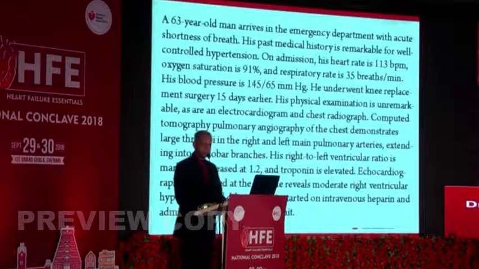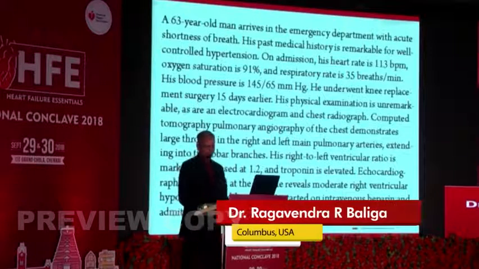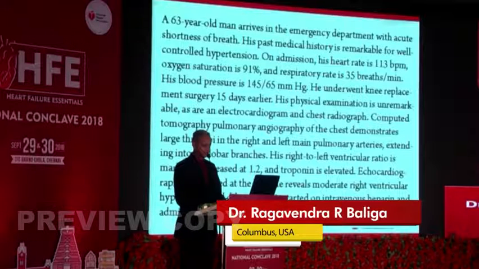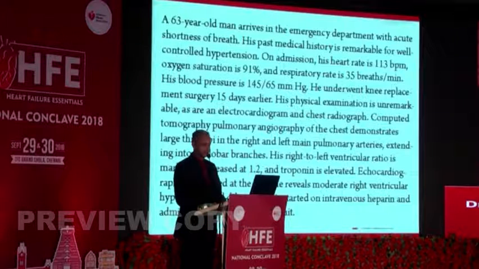Physical exam was unremarkable, as many of the speakers said. No JVD, and so is the EKG and the chest X-ray. The CT angio of the chest showed large thrombi in both the left and right pulmonary arteries, extending to the lobar branches. And his right to left ventricular ratio was markedly increased at 1.2. The troponins were elevated. Echo showed moderately increased RV hypokinesis and dilatation. He was started on IV heparin and admitted to the ICU.